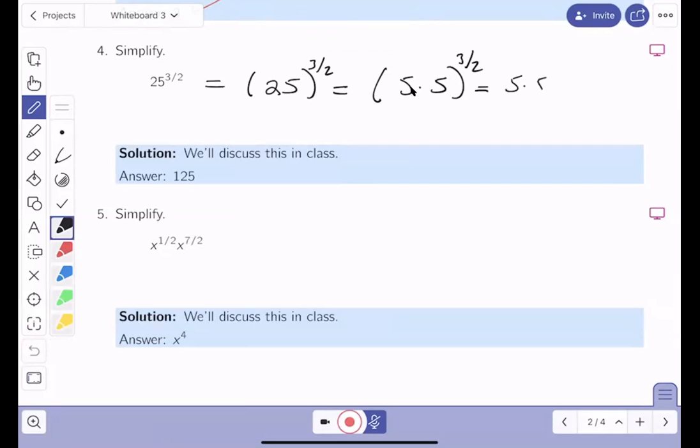5, 5, and 5. So what do we do? We took 3 of those equal factors. What are they? 5s. 3 5s go down. What does that give me? 125.